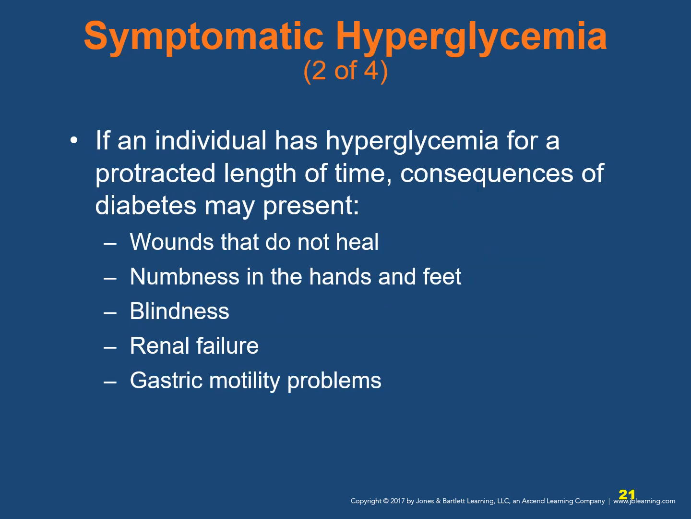If an individual has hyperglycemia for a protracted length of time, consequences of diabetes may present: wounds that do not heal, numbness in the hands and feet, blindness, renal failure, and gastric motility problems.